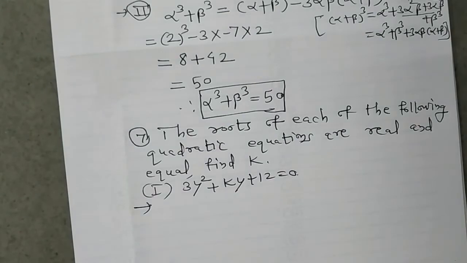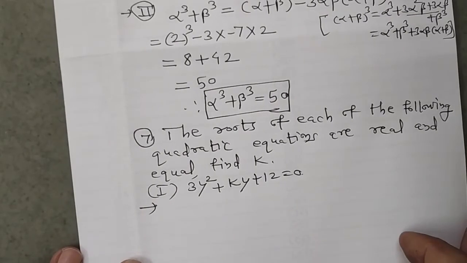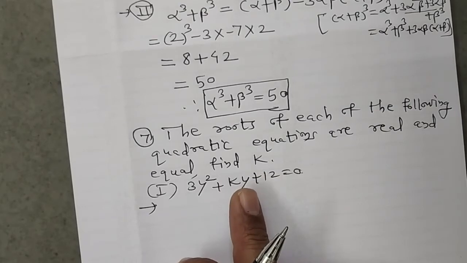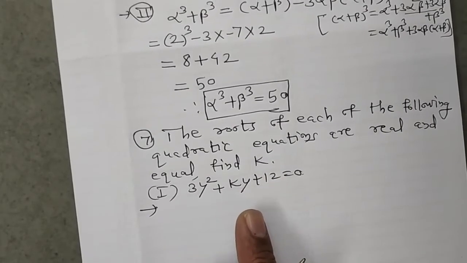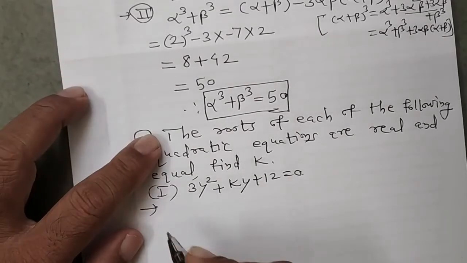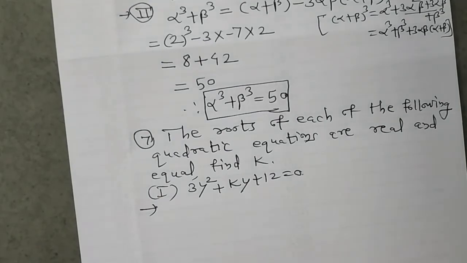Now in this equation we are given that the roots of this quadratic equation are real and equal. We have to find the value of k. Now we know that if the roots of a given quadratic equation are equal, then the condition is b square minus 4ac is equal to 0, that is, discriminant delta is equal to 0. For this, first find the values of a, b, c.